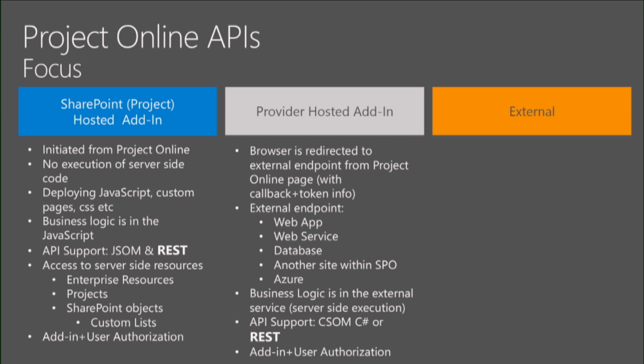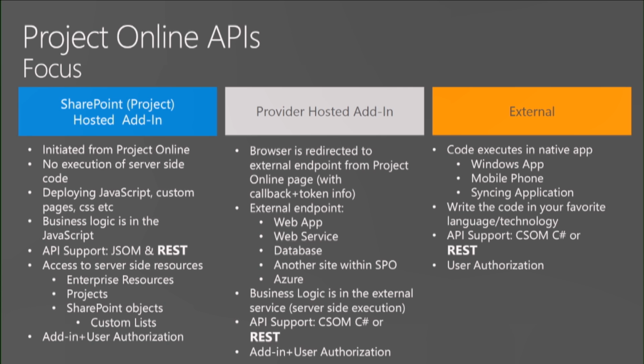The two ways that external site can now call SharePoint and Project Online are through the C# client-side native library. So if it's a .NET platform like ASP.NET, you can make calls using the object model library we have, or once again using REST. And this also has the add-in plus user authorization restriction, which I'll cover, as I said.